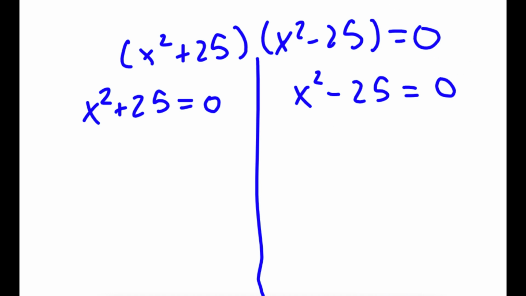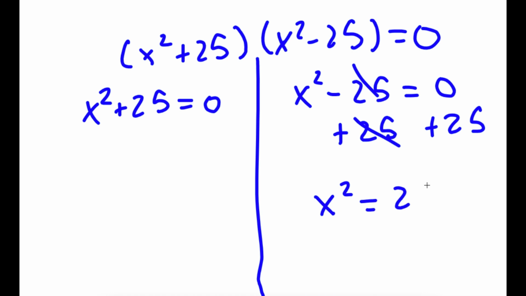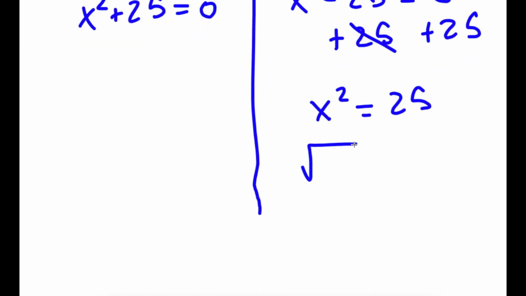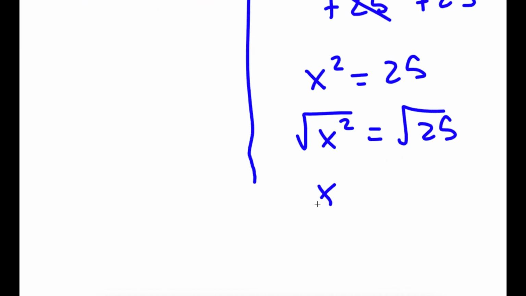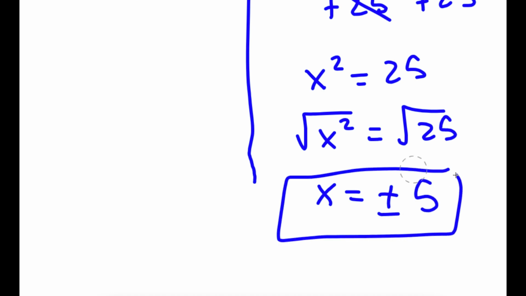So to solve this, I'm going to first add 25 on both sides. So then these two cancel out, and I have x squared is equal to 25. Now I'm going to take the square root on both sides. Square root of x squared, that's simply equal to x. So I have x is equal to positive or negative 5. So these are two solutions of x.